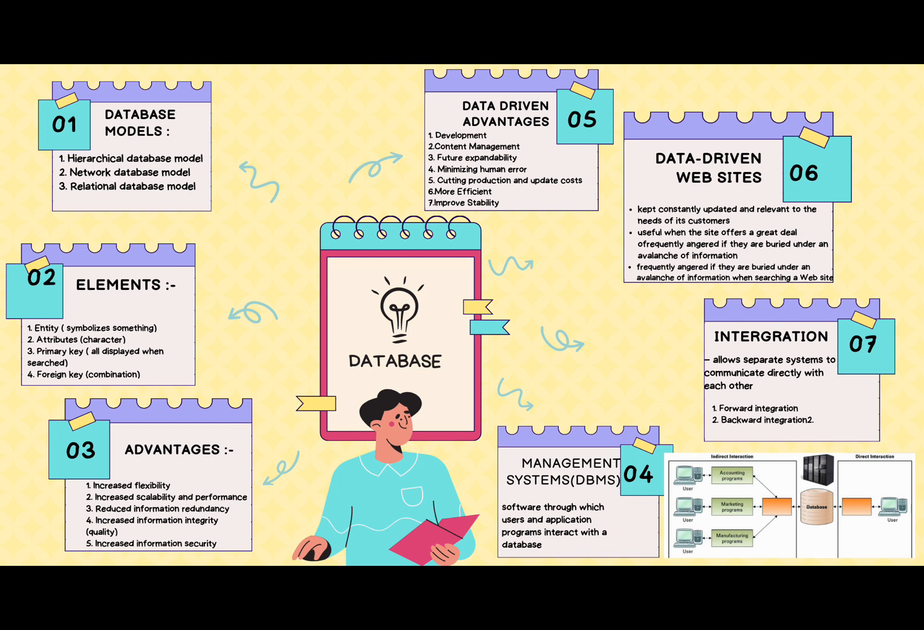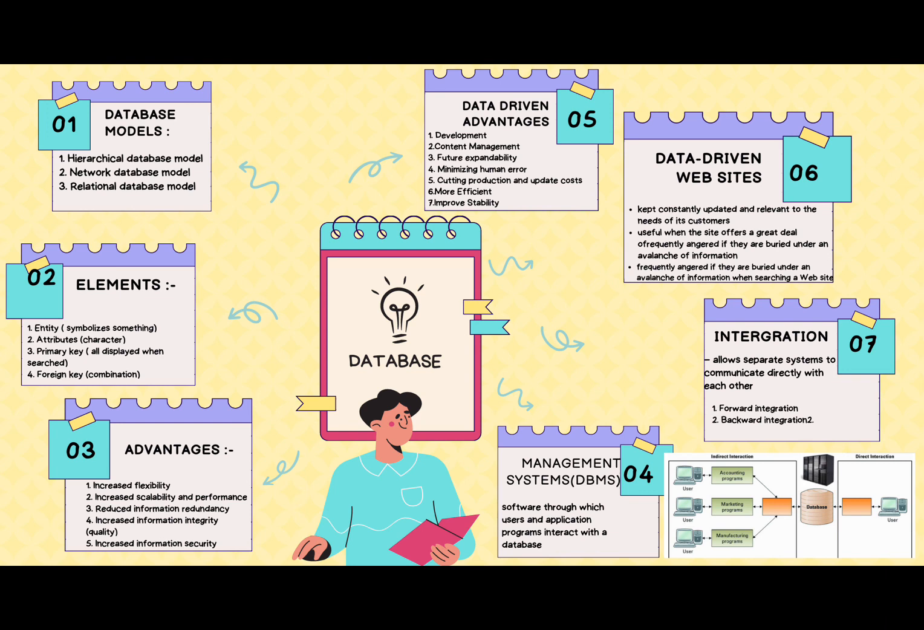Number three is reduced information redundancy. Redundancy means the duplication of information, or storing the same information in multiple places. Number four is increased information integrity. Integrity means issues that involve information.